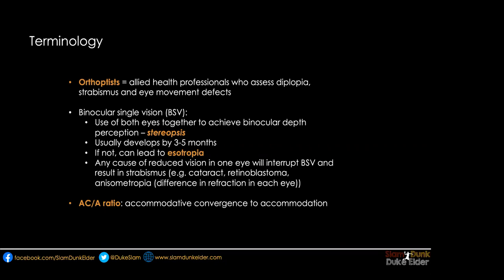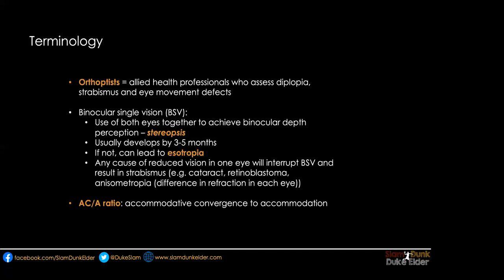Binocular single vision. So this is your ability to have two separate images detected in your eyes and form one image that you observe, and this helps you to have good binocular depth perception, stereopsis, and it's not fully developed when you're born. It takes a few months to be fully developed, but if it doesn't develop properly, this causes esotropia. So I'll talk a bit more about that in a moment.